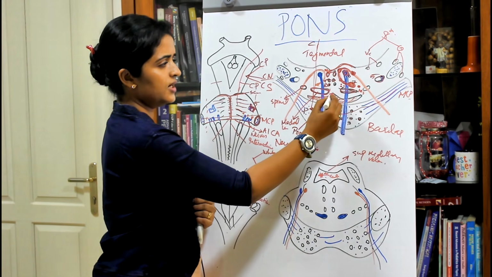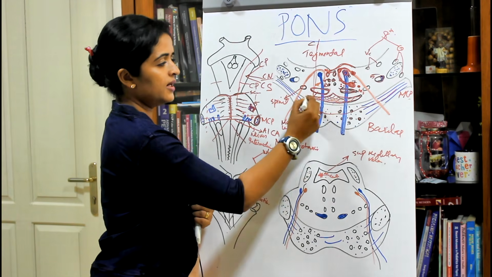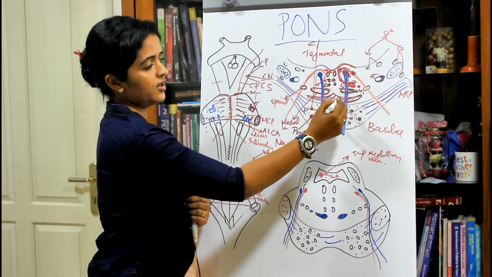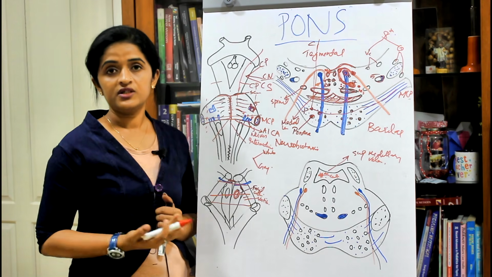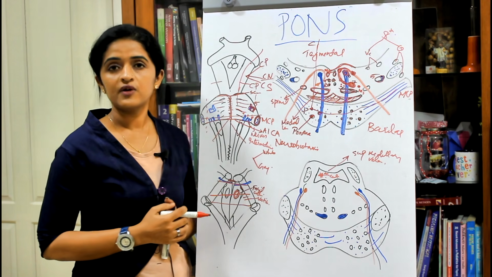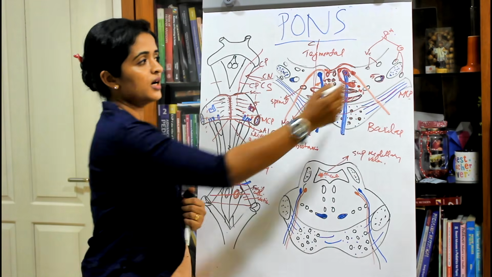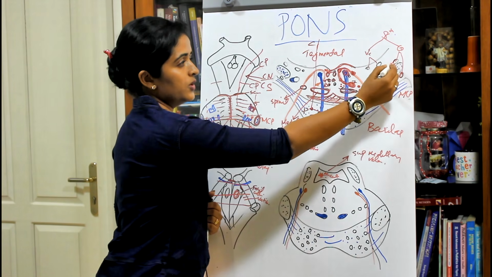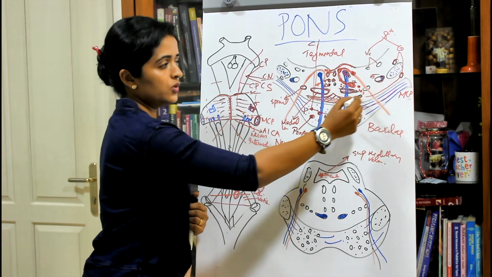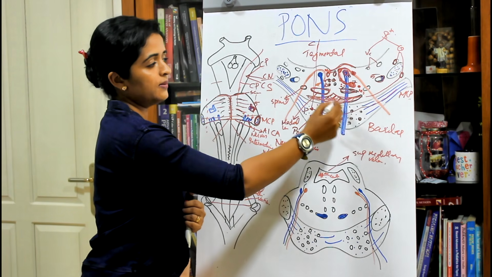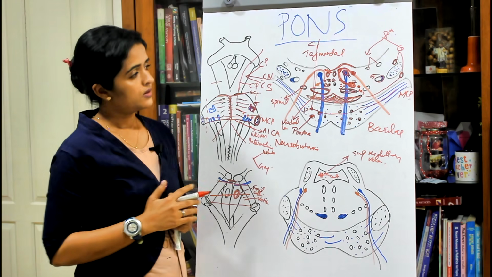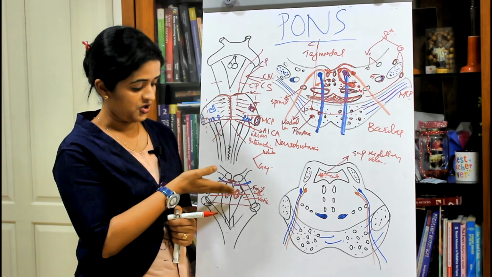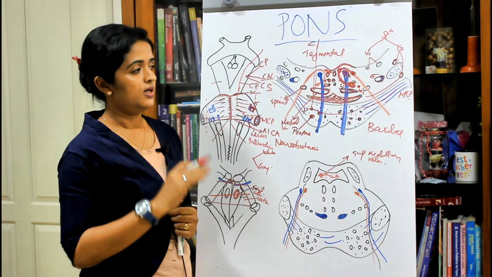Now you can see a trapezoid body in the middle. So what do we mean by a trapezoid body? Trapezoid body is nothing but the fibers formed after the decussation. Where are these fibers coming from? They are coming from the cochlear nuclei. The fibers from the cochlear nuclei decussate in the middle, and that is how we get the trapezoid body.